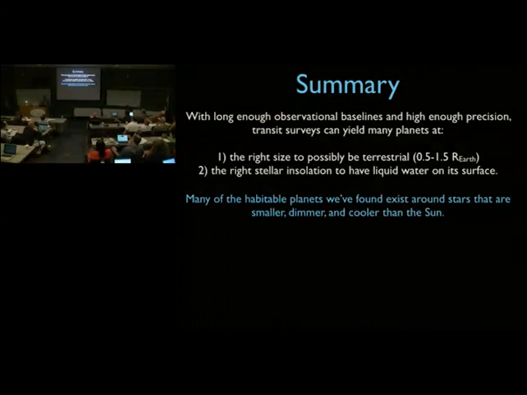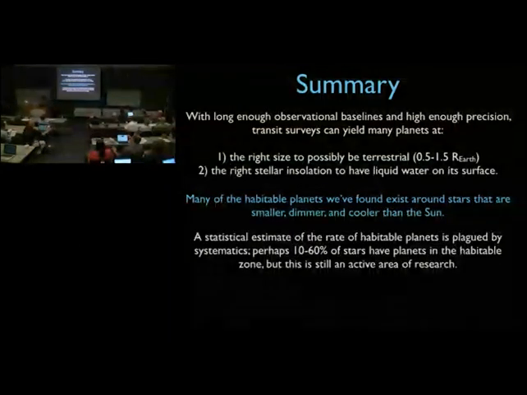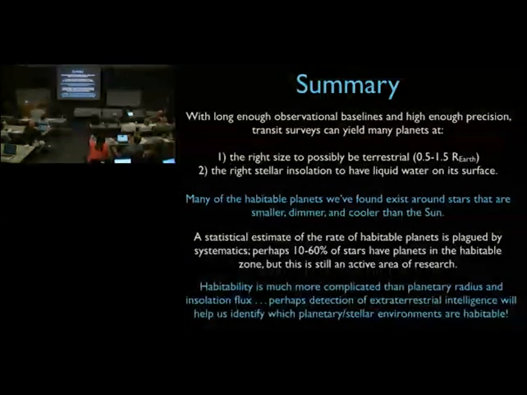But because of observational biases, pretty much all of the habitable planets that we have found in terms of the right size are around smaller, dimmer, and cooler stars than the sun. Statistical estimate, perhaps 10, 20, 30, maybe 60%, but there's still a lot of work that needs to be done there.